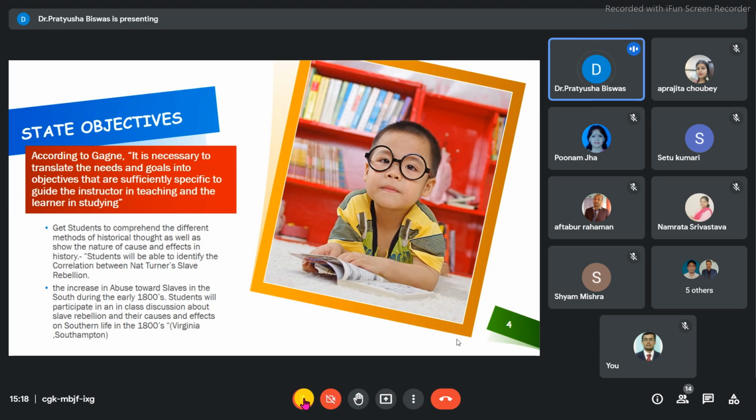The second is, from that particular Nat Turner book, the increase in abuse towards slaves in the South during the early 1800s. Students will participate in a class discussion about slave rebellion and their causes and effects on Southern life in the 1800s.